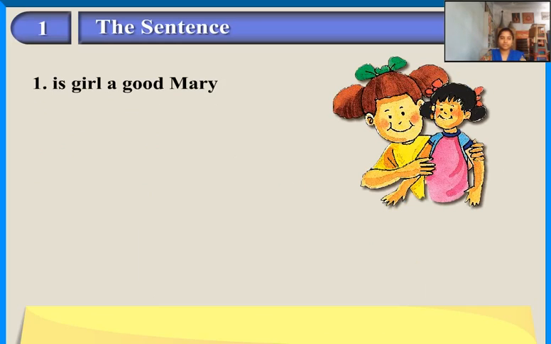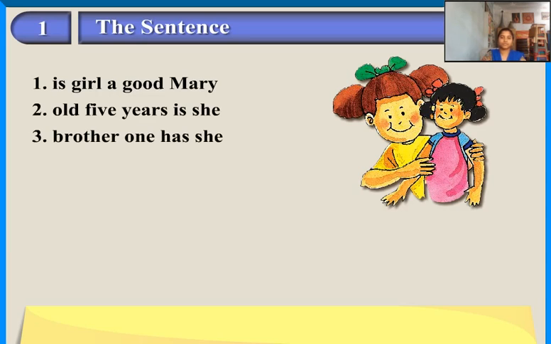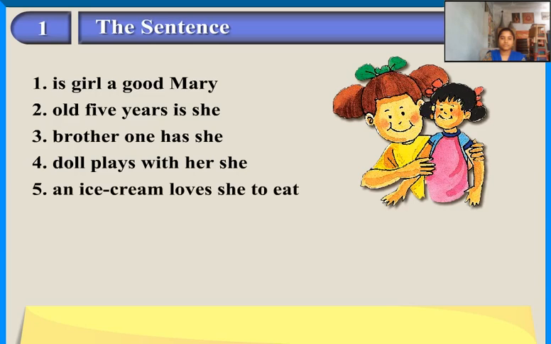Mary. Old 5 years is she. Brother 1 has she. Doll plays with her she. An ice cream loves she to eat. Do these groups of words make any sense to you? No, not at all. Now let us put them in another order.